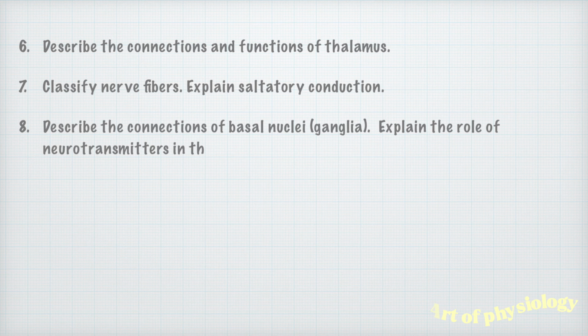Then describe the connections of basal ganglia and explain the role of neurotransmitters in their function. This question is very important. The connections, the functions, everything about basal ganglia, and it is very, very important to write about Parkinsonism: signs, symptoms, pathophysiology, how it is happening, where it is affecting, everything you have to study. Don't forget to study basal ganglia, including Parkinsonism. Okay. Explain the role of neurotransmitters in their function again. So everything on basal ganglia you should study.